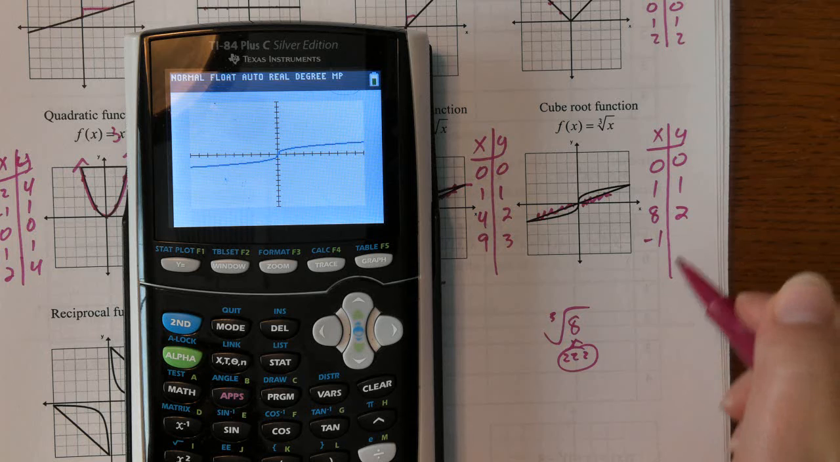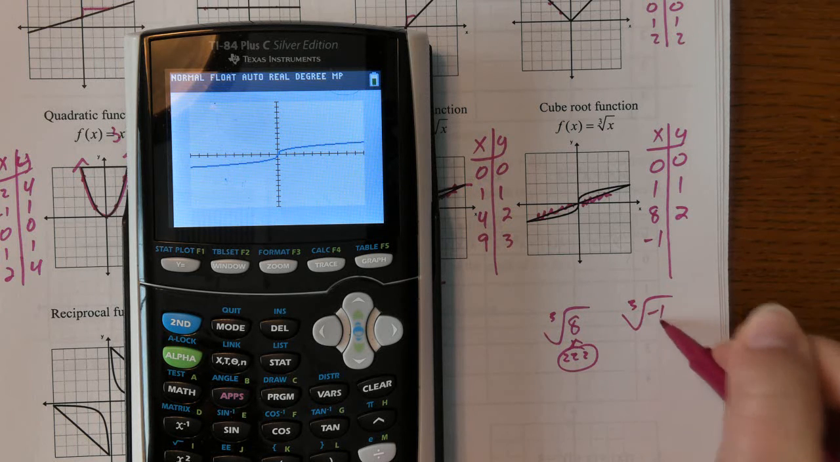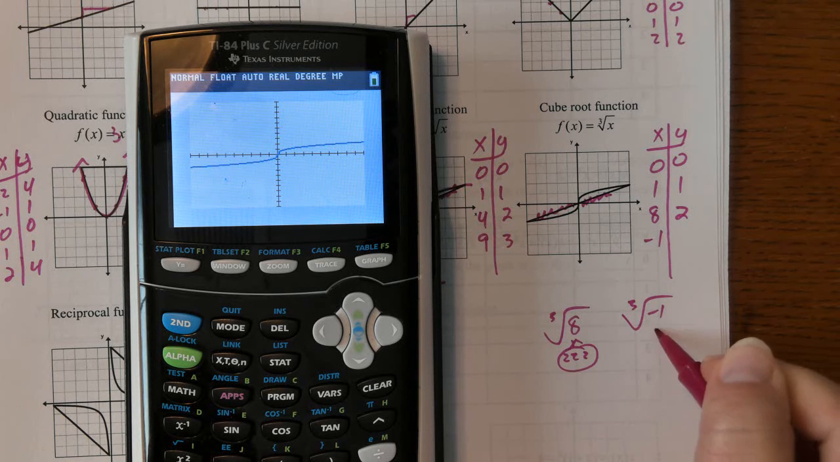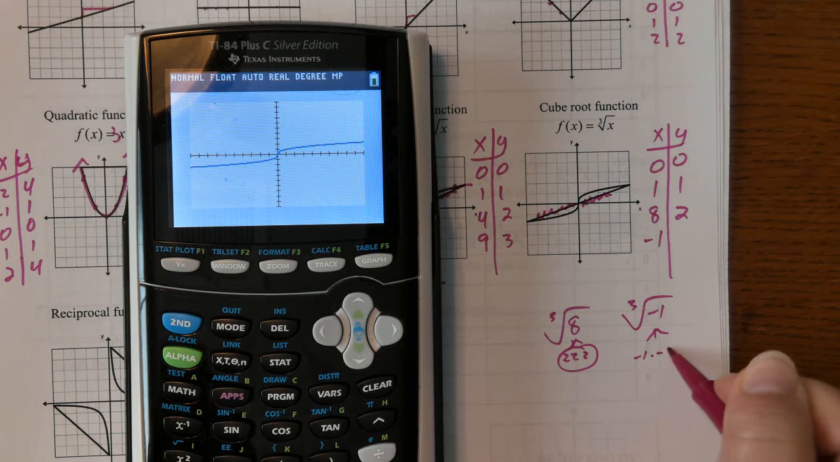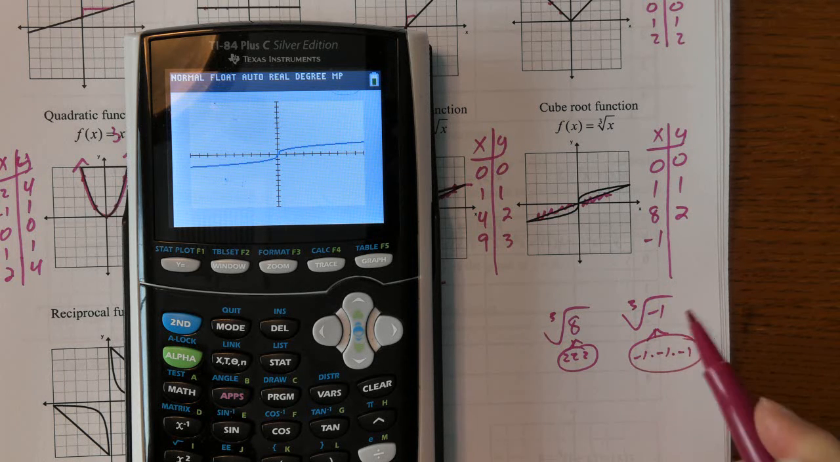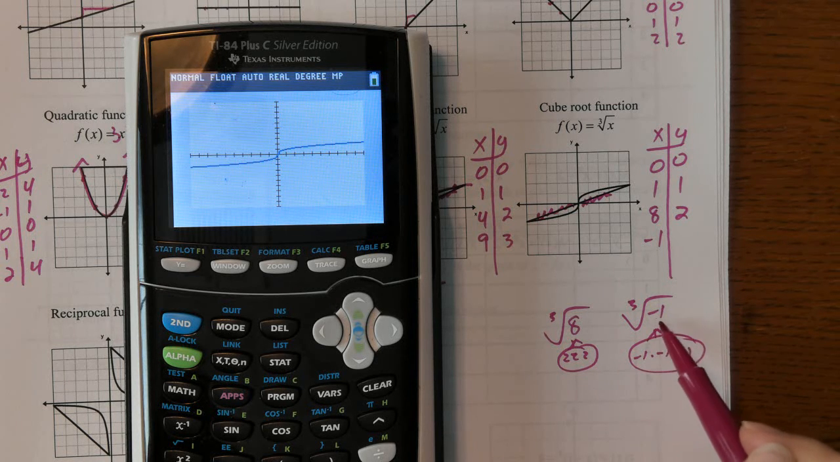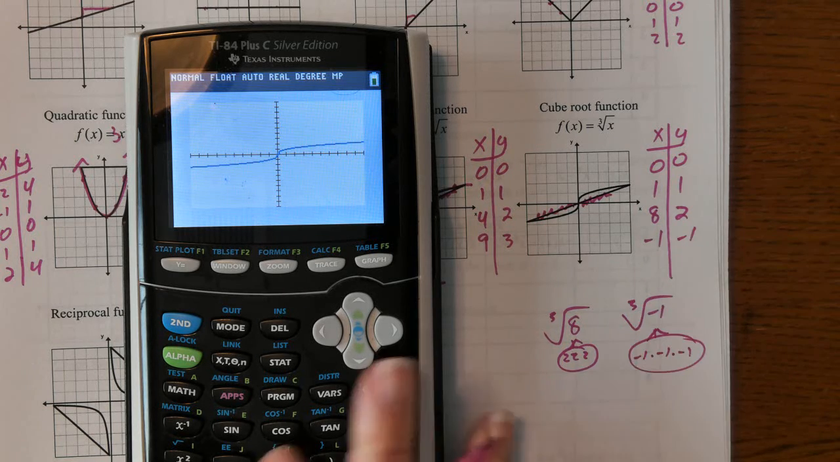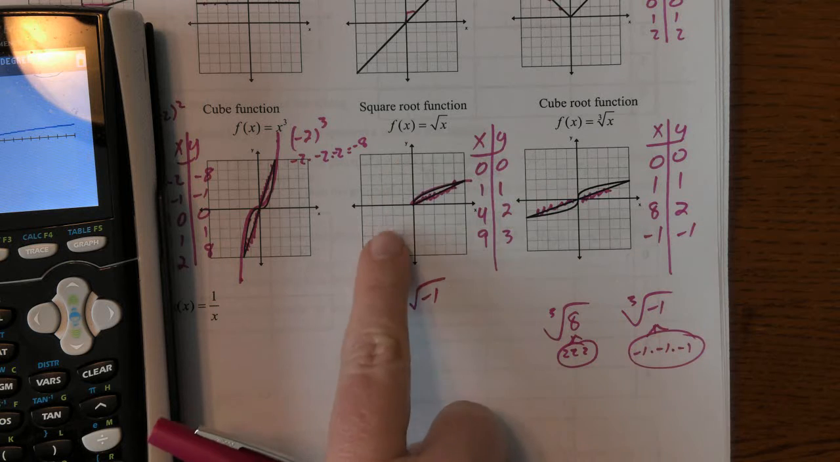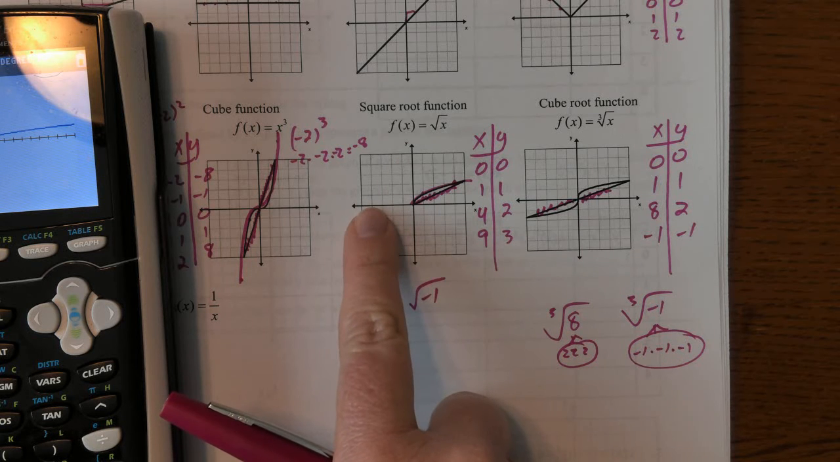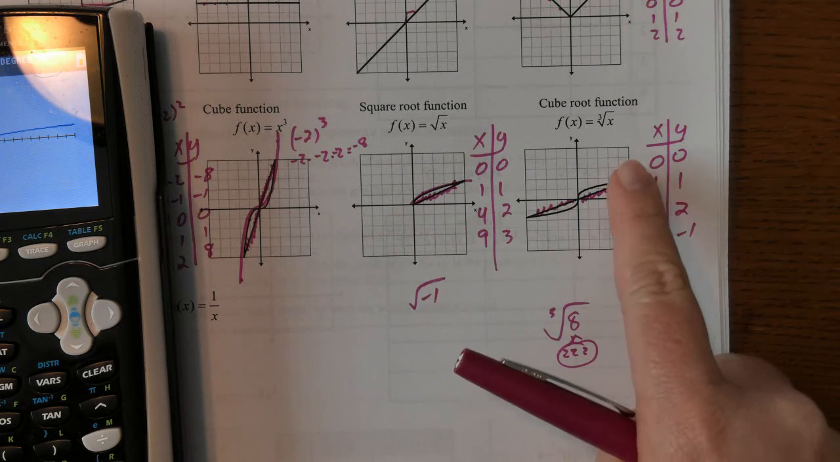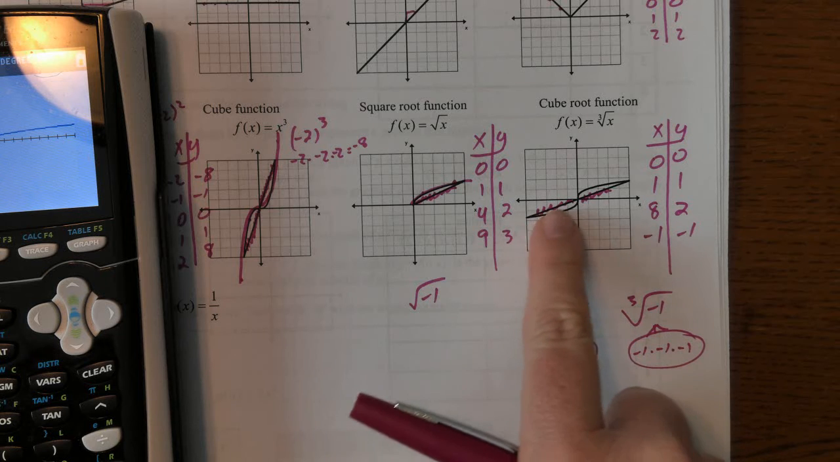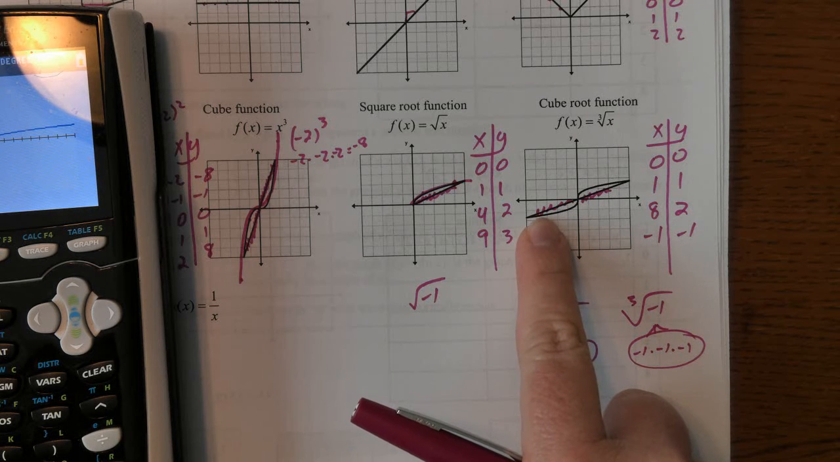But notice you can take cubed roots of negative numbers. Remember, -1 times -1 times -1 is still -1. So there is a group of 3 little -1s in that cubed root. So even though we can't take the square root of negatives, and the graph does not exist on the left-hand side, we can take the cubed root of negatives. So the graph does exist over on the left-hand side.